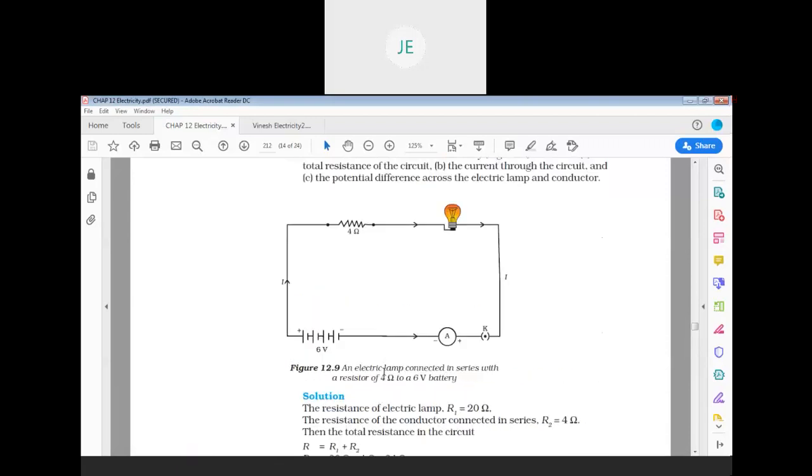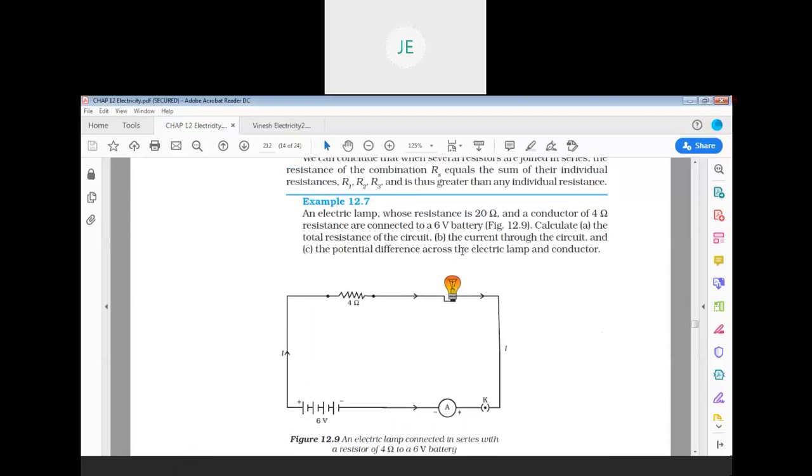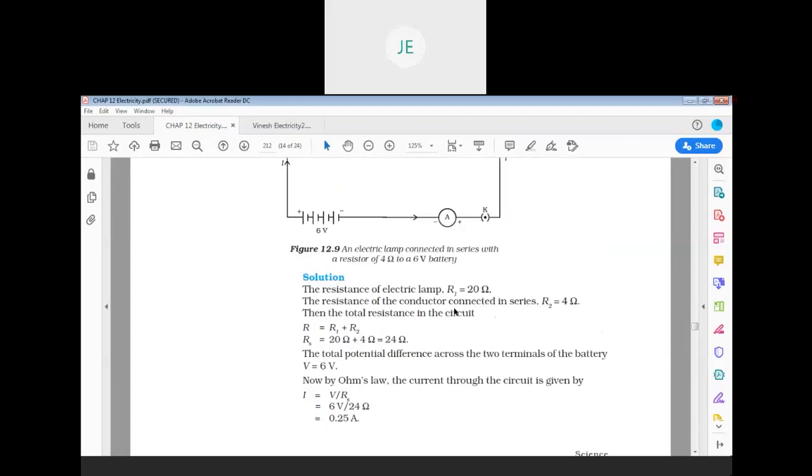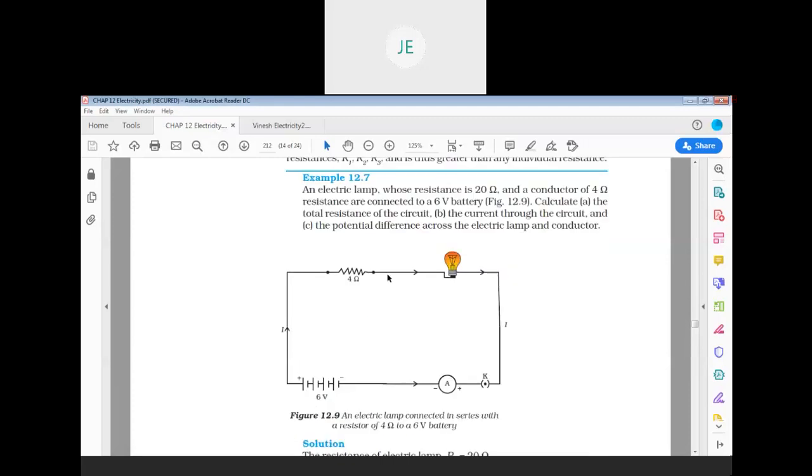And for the potential difference across the electric lamp, we have current, we have resistance. So 0.25 into 4, that is 1 volt across the conductor, and 0.25 into 20 ohms for the electric lamp is equal to 5 volts across the electric lamp. And if you want to replace it, then you have to use a combination of 4 plus 20, a 24 ohm resistance conductor, then it will be an equivalent circuit to the given circuit.